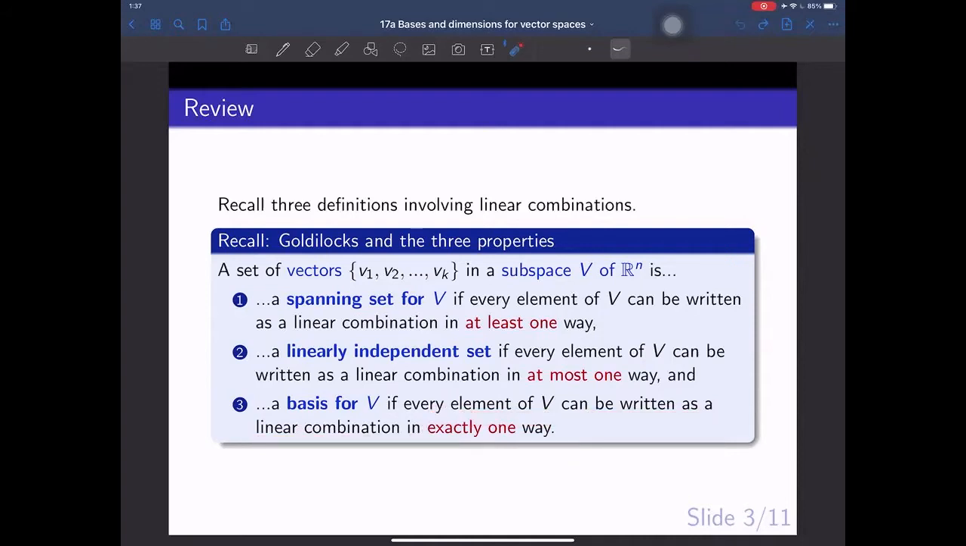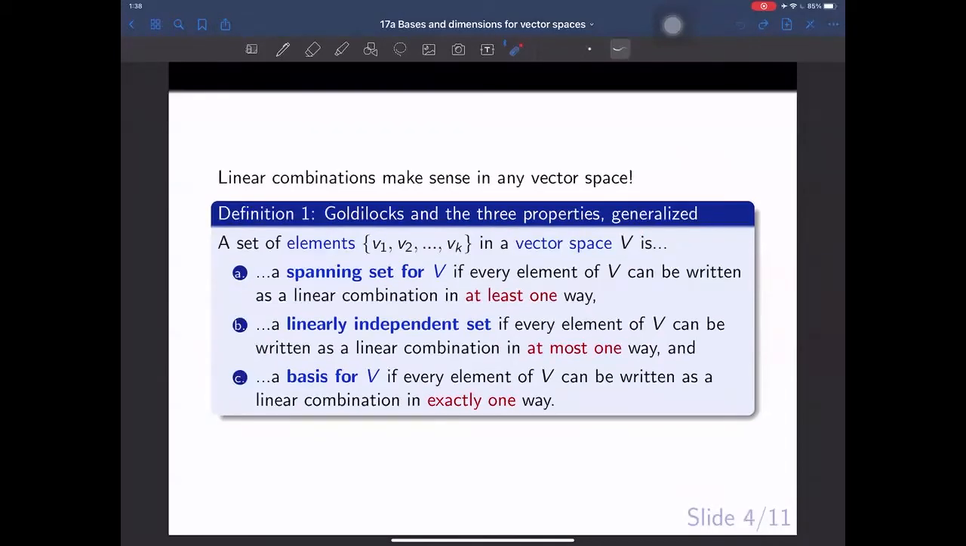Now we will generalize this to a vector space. The definition is really going to be the same, except we can cross out Rn and replace it with a vector space. Linear combinations make sense in any vector space. In the previous lecture, we have done examples involving linear combinations in some vector spaces. So the definition is exactly the same.